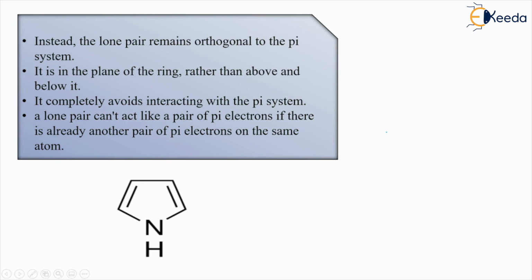A lone pair can act like a pair of pi electrons if there is not already another pair present. So with this, we see the history behind the structures of benzene and pyrrole. We see the structures themselves in detail. And finally, we also see the bonding of it.